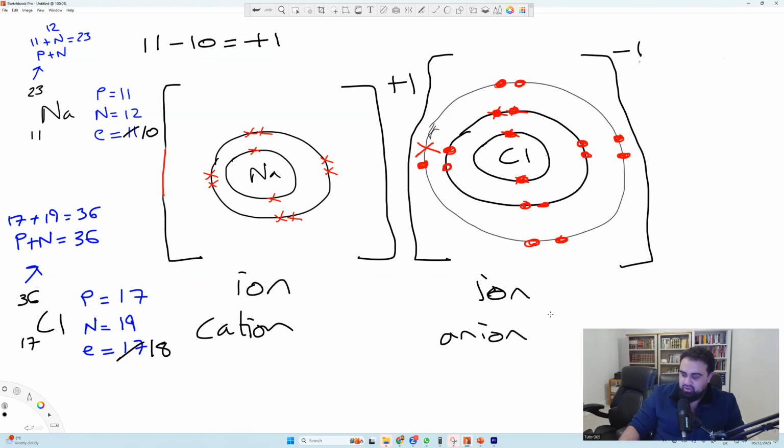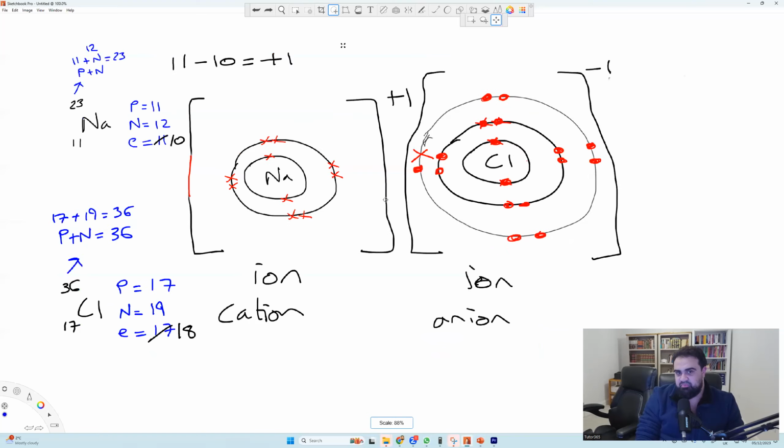Why is it called an anion? It's just called an anion. But the way I like to remember it, positively charged ions are called cations because I like cats. Negatively charged ions are called anions because I don't like onions. An anion sounds like onion. Do you understand that? So yes, a cation is a positively charged ion. An anion is a negatively charged ion.